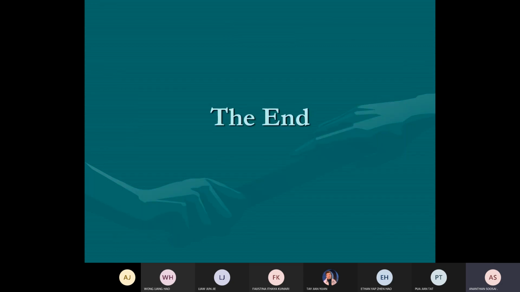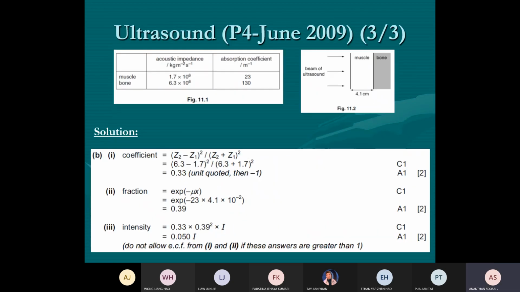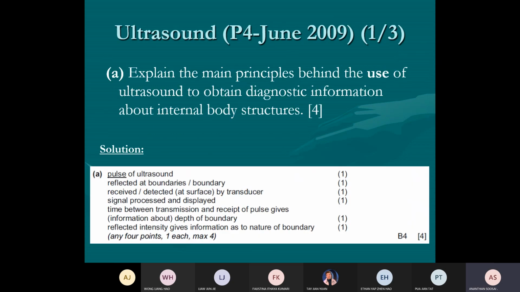Okay, so that's all for ultrasound. As a summary, just remember the 6 points, how it forms, and the calculation. The calculation is not a tricky one.